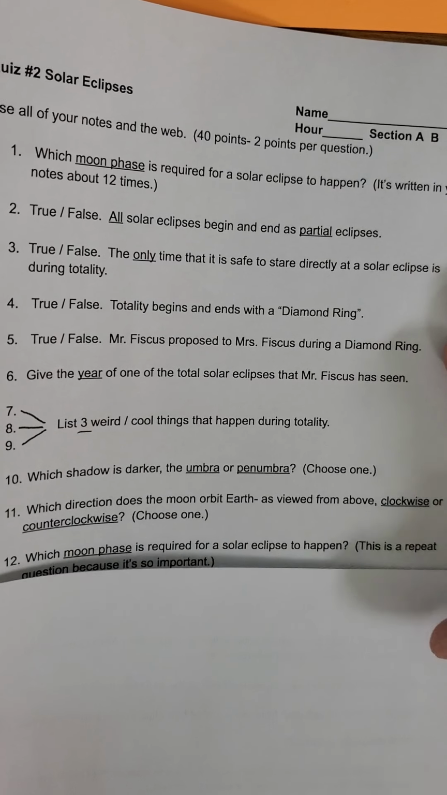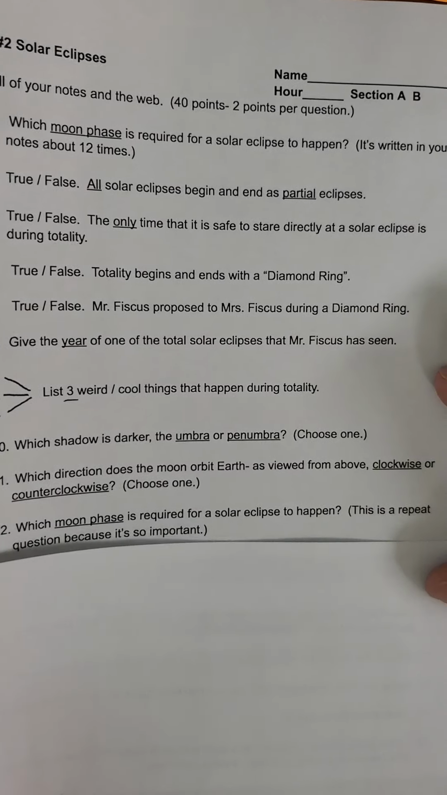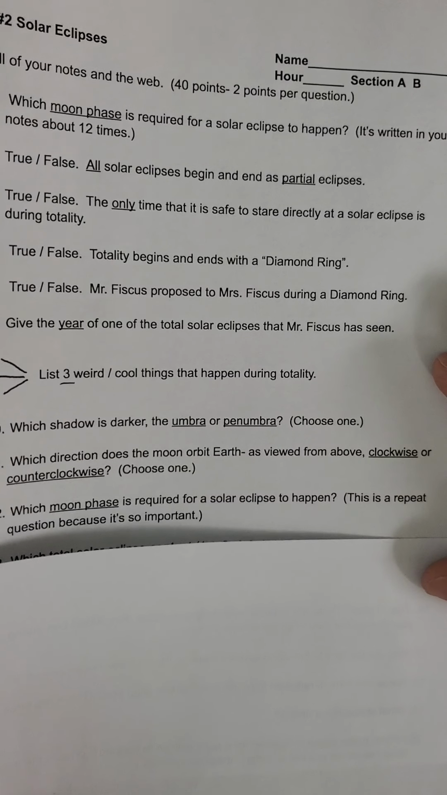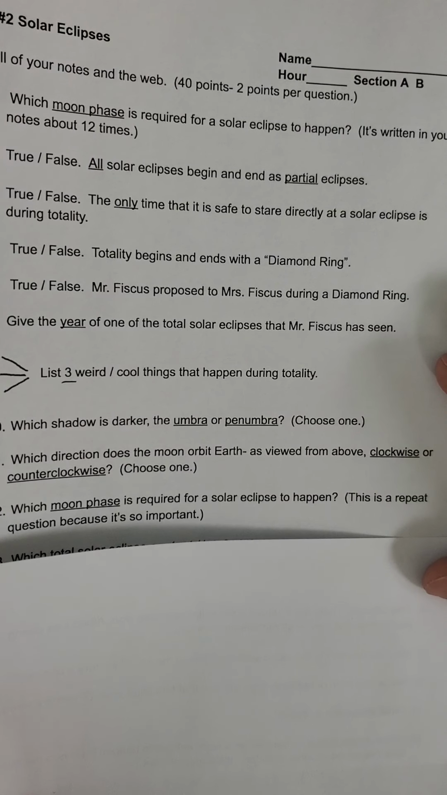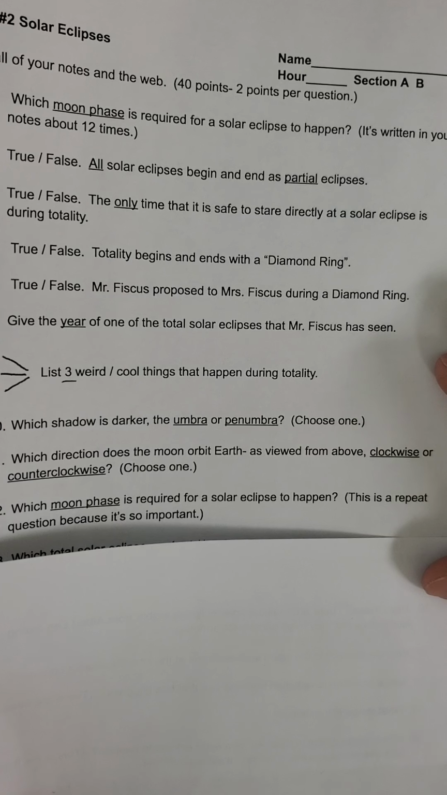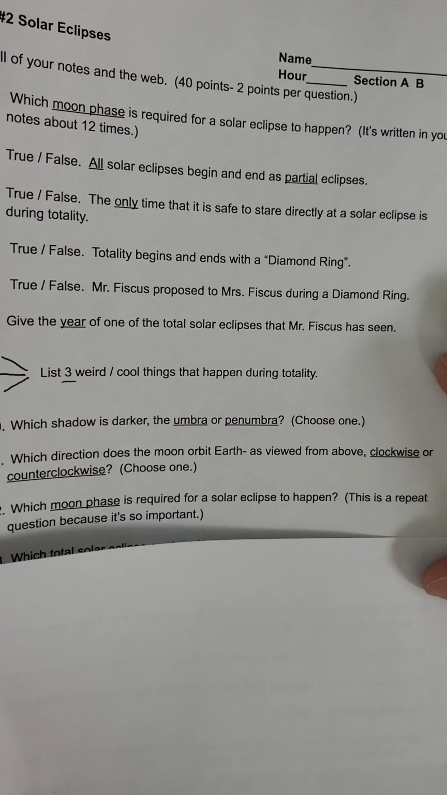Okay, number 12. Which moon phase is required for a solar eclipse to happen? This is a repeat question because it's so important. If you got number 1 right, you're going to get number 12 right because they're the same question. Which moon phase is required for a solar eclipse to happen?